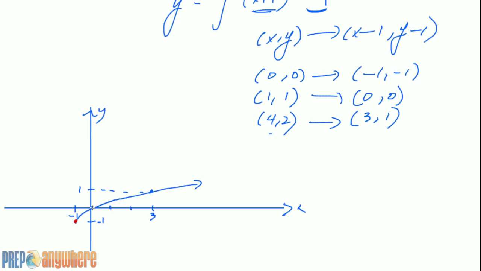But what about this one? Well, it actually still stays there. 0, 0, right? This last one will switch. 3, 1 will become 1, 3.